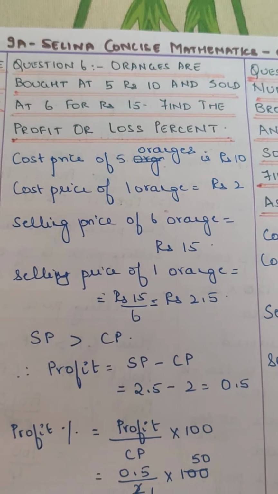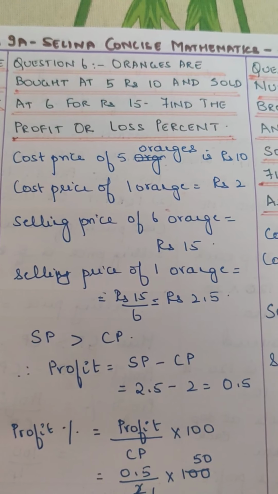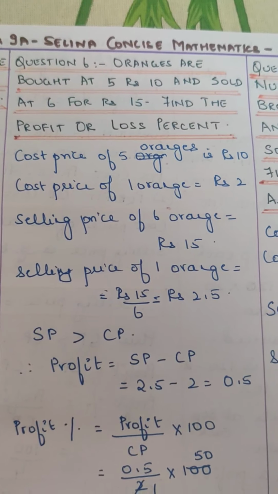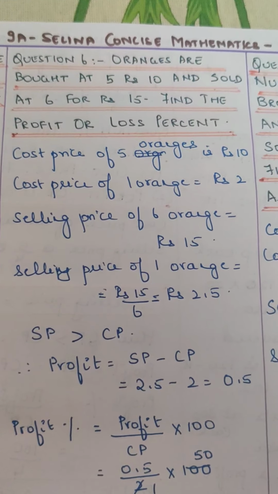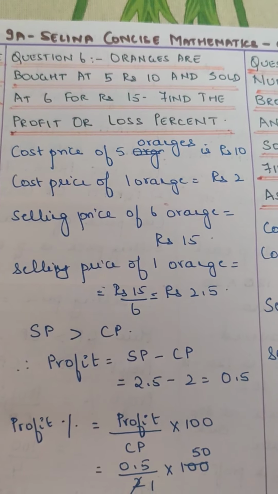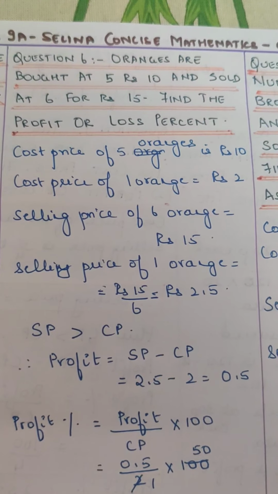Cost price of 5 oranges is rupees 10. Therefore, cost price of 1 orange is equal to rupees 2. Selling price of 6 oranges is equal to rupees 15. So, selling price of 1 orange is 2.5. Here, selling price is greater than cost price.